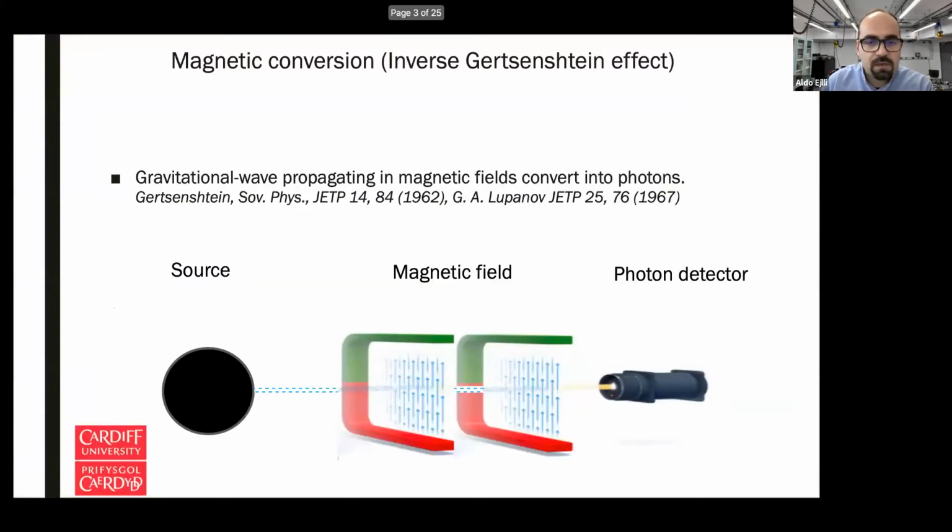So the idea behind the inverse Gertsenshtein effect is really simple in its way. You need a source. That source is represented here by this black sphere, which emits some gravitational waves propagating through the magnetic field, and in the magnetic field you can generate some photons through the propagation, which can be detected by a photon detector. So we know how to detect photons. Ideally, this is the best way to see the signals through this conversion. This is called the inverse Gertsenshtein effect.